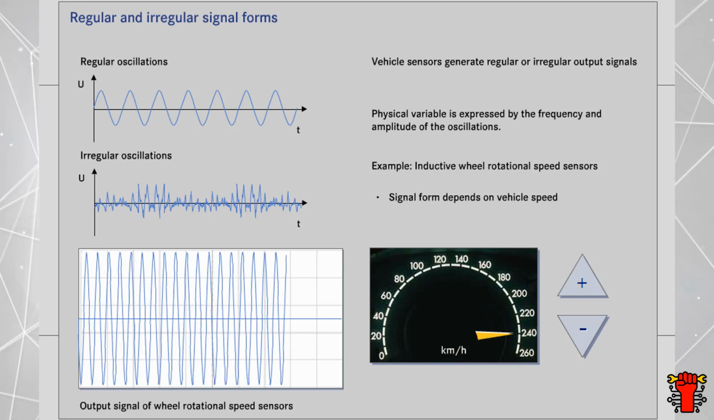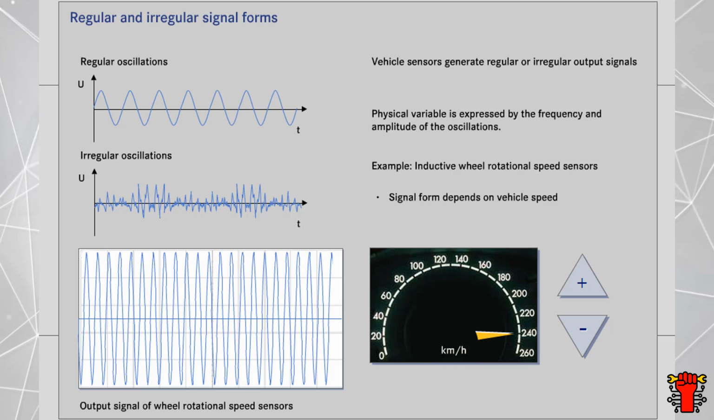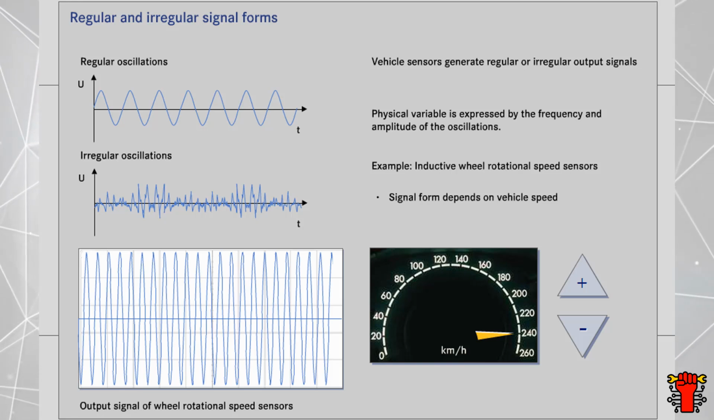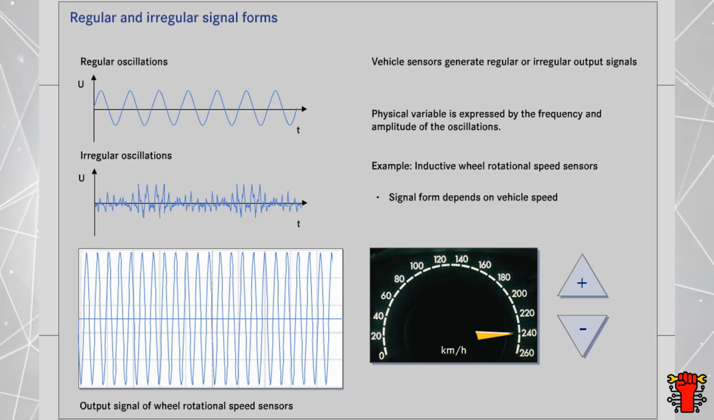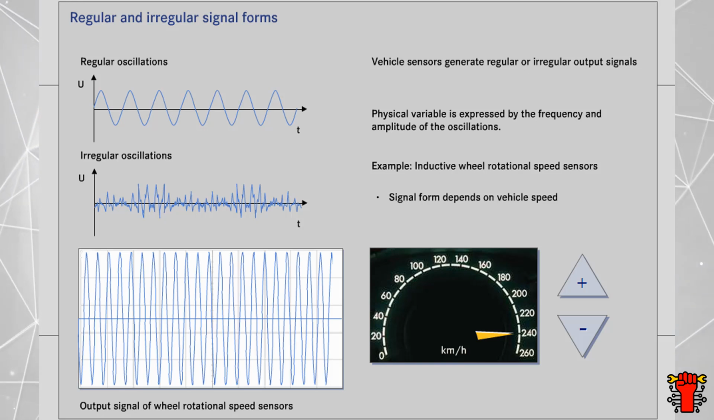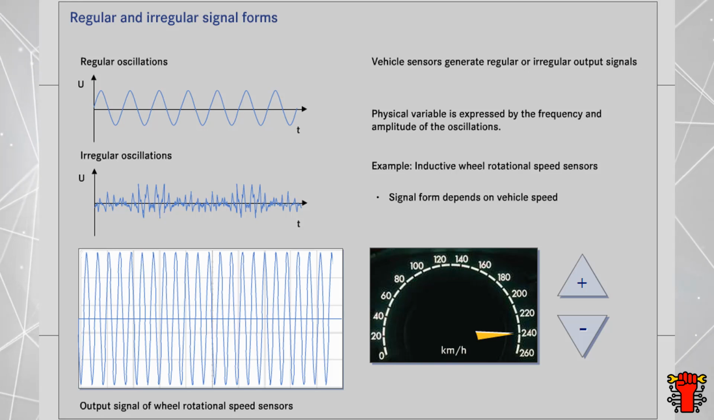See how the frequency and amplitude of the wheel rotational speed sensor signal increase as the vehicle speed increases. The control module calculates the speed in kilometers per hour from the frequency and displays this in the instrument cluster.